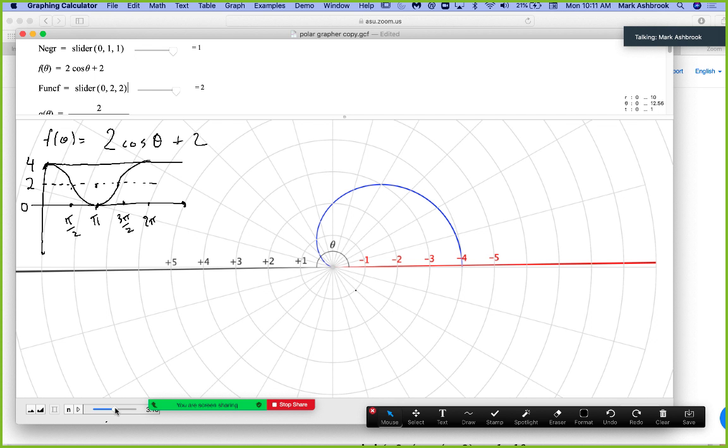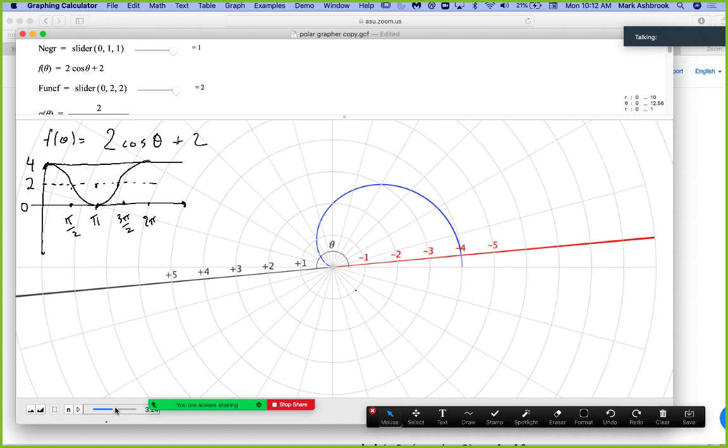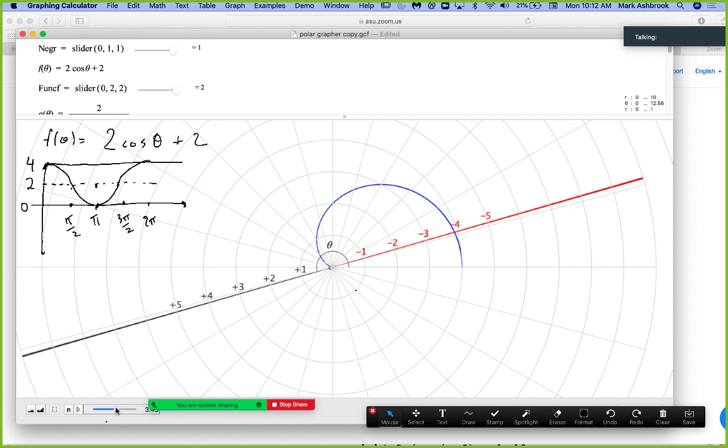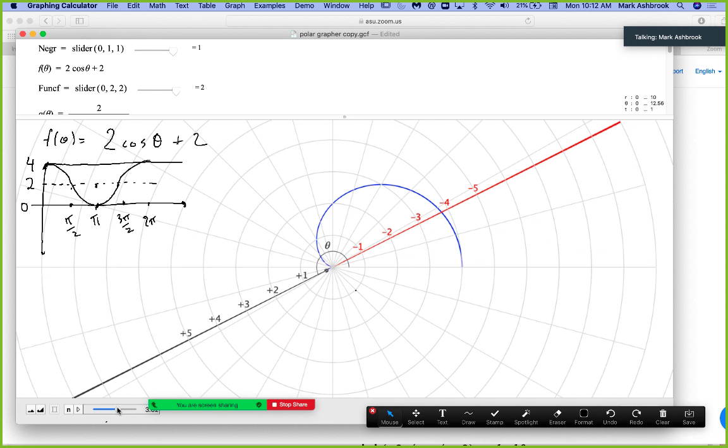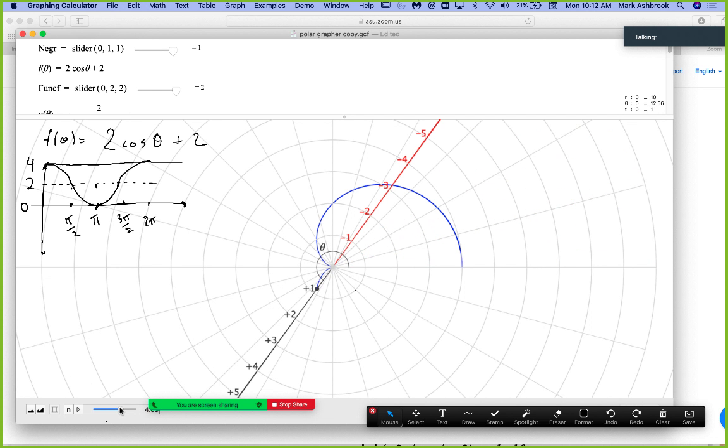And then from pi to 3 pi over 2, what happens to r? It's going to increase again from 0 to 2, slowly at first, then rapidly until we reach this point here. That's 3 pi over 2. So slow increase, and then rapid increase closer to 3 pi over 2 until we reach 2.